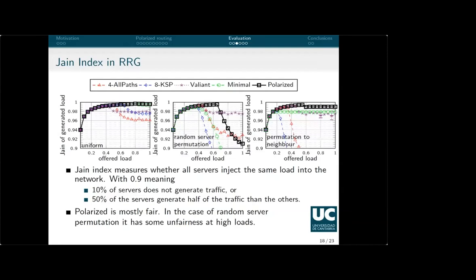For the random permutation of servers in the middle, polarized routing appears as the most fair until peak capacity, where that high load becomes unfairly distributed along the several flows. While it is maintained above the 0.9 value, it would benefit from using some throttling mechanism to avoid offering more load than the peak capacity.